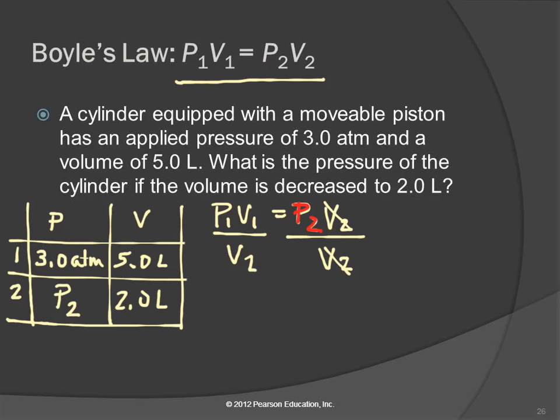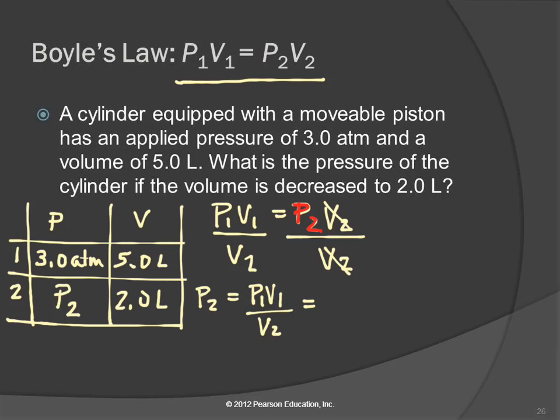Okay, so now we've got P2 by itself, but it's a little bit messy. So I'm just going to rewrite it with P2 on the left, and I'm going to copy these down, P1, V1 over V2. You've got to be real careful with all these letters and numbers to copy them correctly. So there's my equation. And now I'm going to take the numbers from the table. They're all nicely organized. Here's P1 and V1. P2 is what we're looking for, and here's V2. And we're going to plug them into the equation and solve.